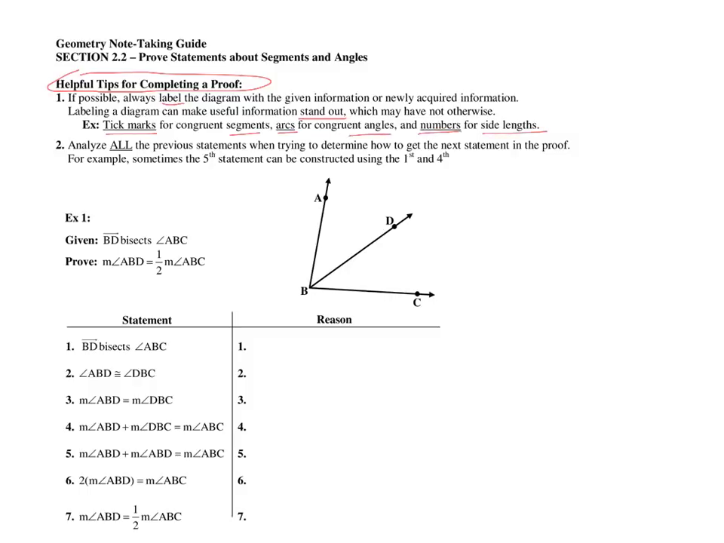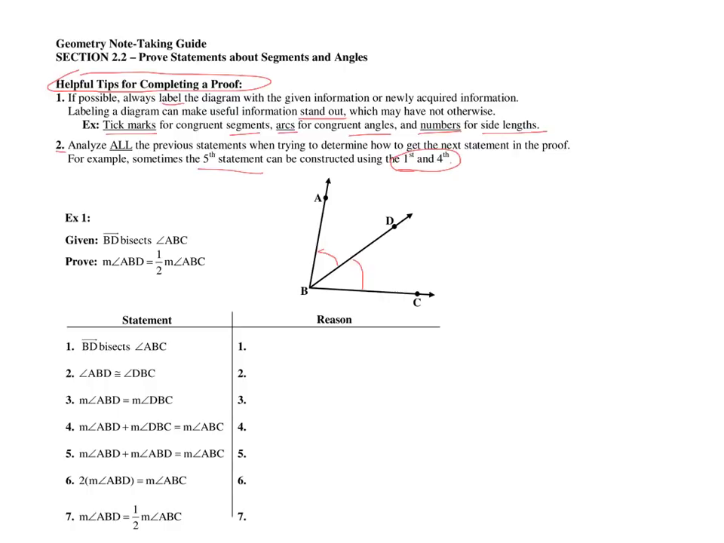So for example, 1 says given BD bisects angle ABC. That means we know it cuts the angle in half, and these two angles are congruent, or they have the same measurement. For part 2 here, analyze all the previous statements when trying to determine how to get the next statement in the proof. For example, sometimes the fifth statement can be constructed using information from the first and fourth. Be aware of that.